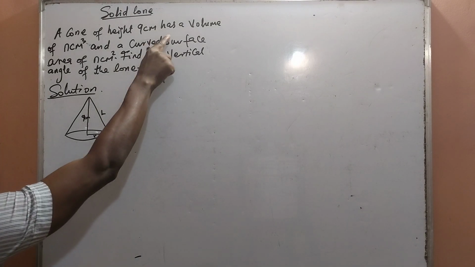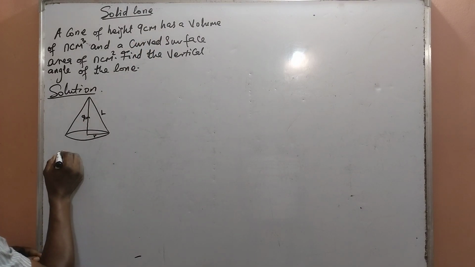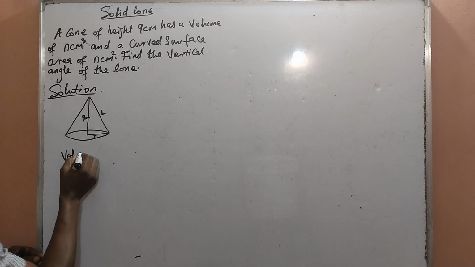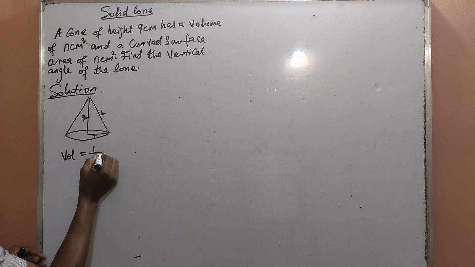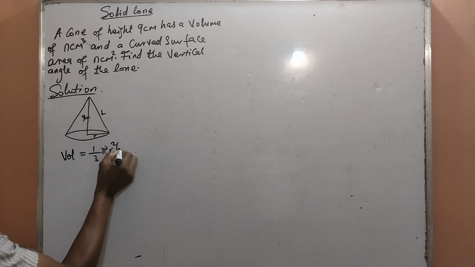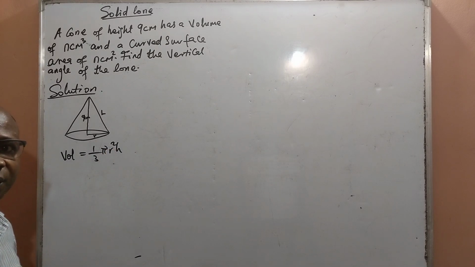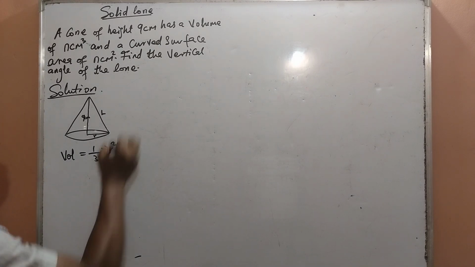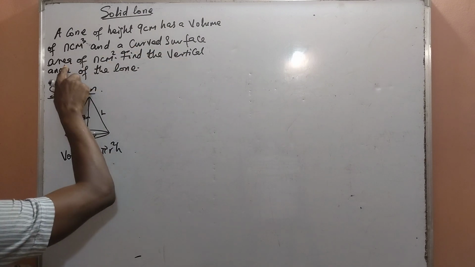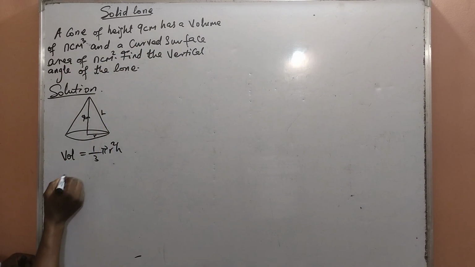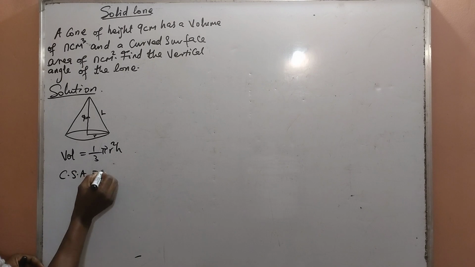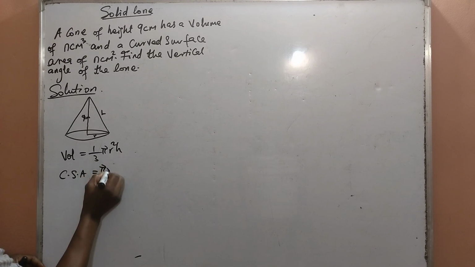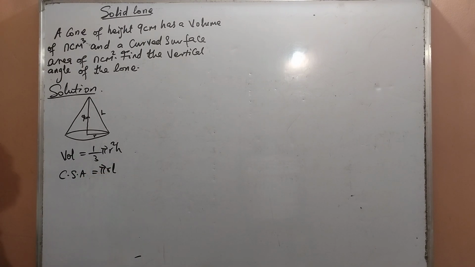Now, we are given that the volume of the cone is 1 over 3 pi r squared h. This is the formula to find the volume of the cone. Also, the curved surface area is given. Curved surface area is given by pi r l.